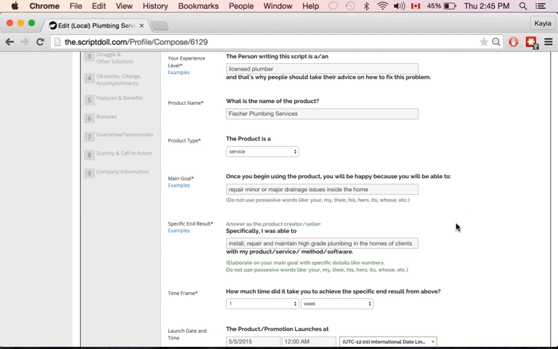Well, this would be like the exact results that you've achieved. So if I have a product that, let's go back to the dog barking example. If I have a product that's going to help a dog stop barking, my generalized main goal is going to be: you will be able to stop your dog from incessant barking. Specifically, I was able to get my dog to stop barking within a week or something like that.